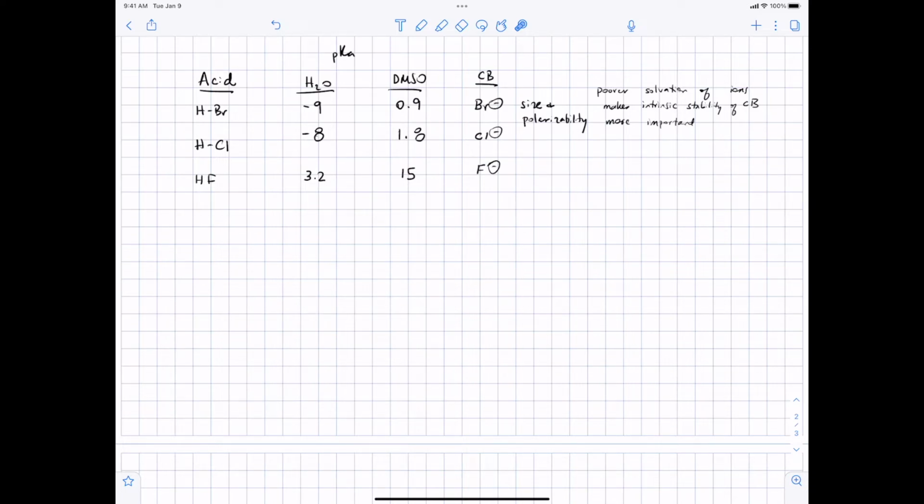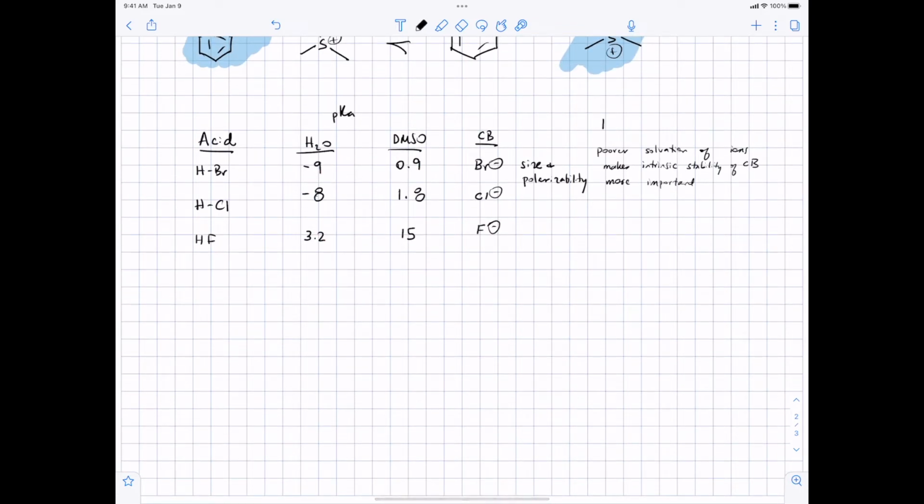So notice that the difference between HBr and HCl is, well, actually, let's see, that's basically 1 pKa unit there. 2 to 15, that's what, 13? Anyway, it's spread out a little bit more in DMSO relative to water. So one of the things you're also going to see is that in general, pKa's are higher in DMSO for reasons that we've talked about.